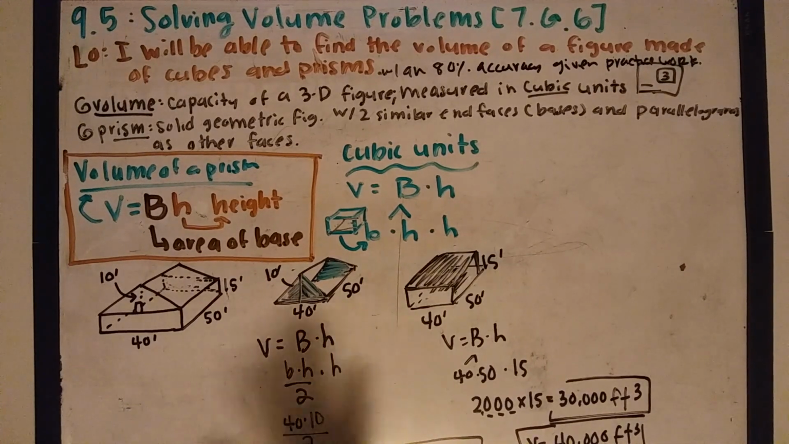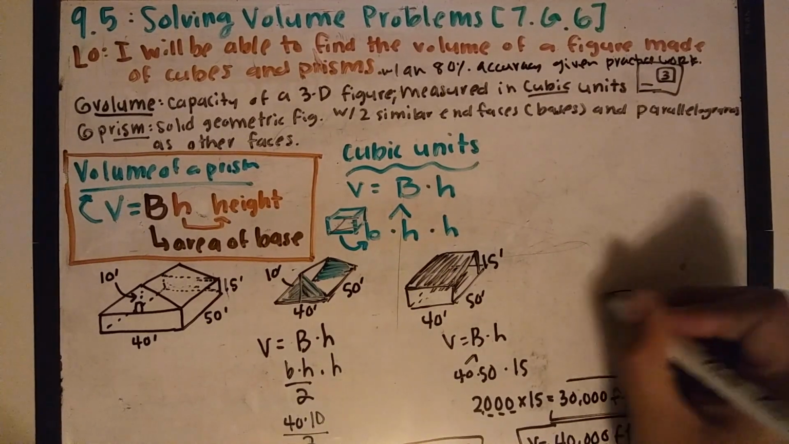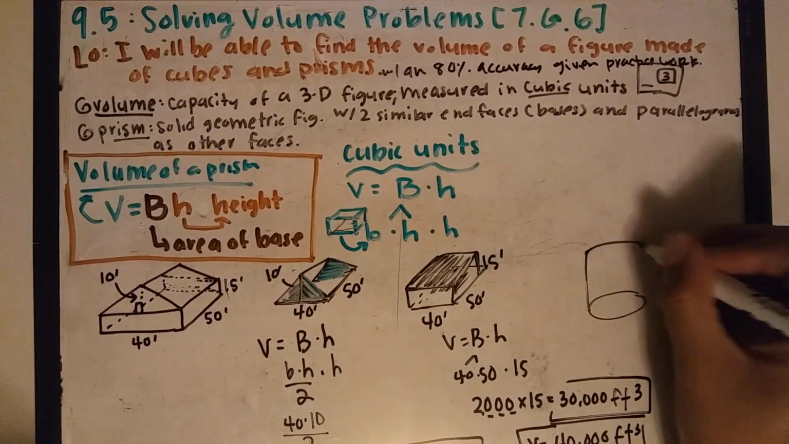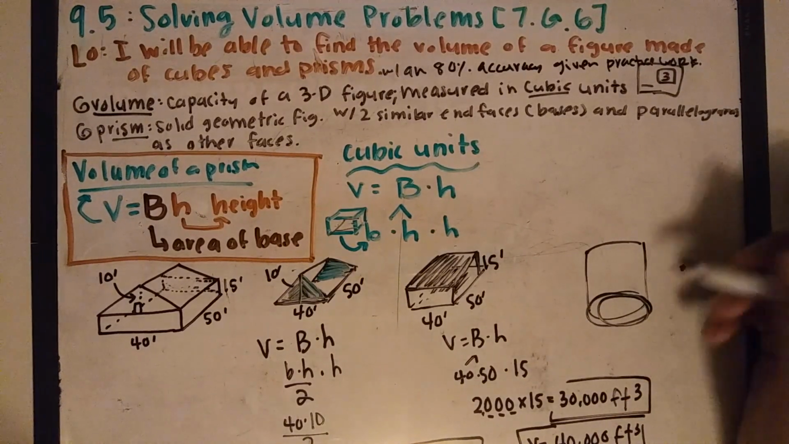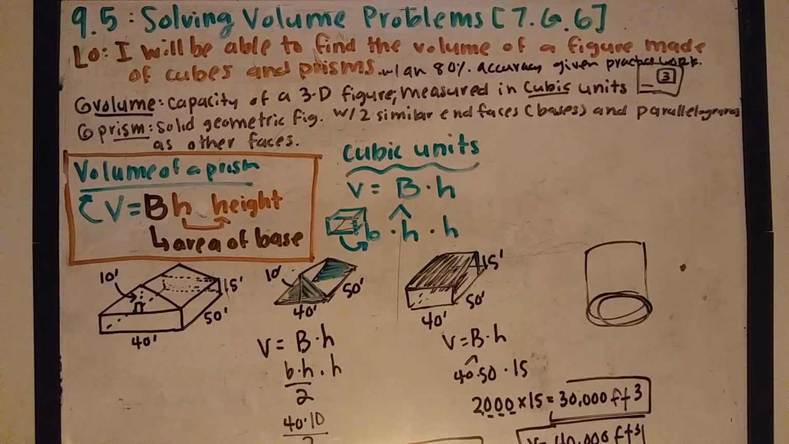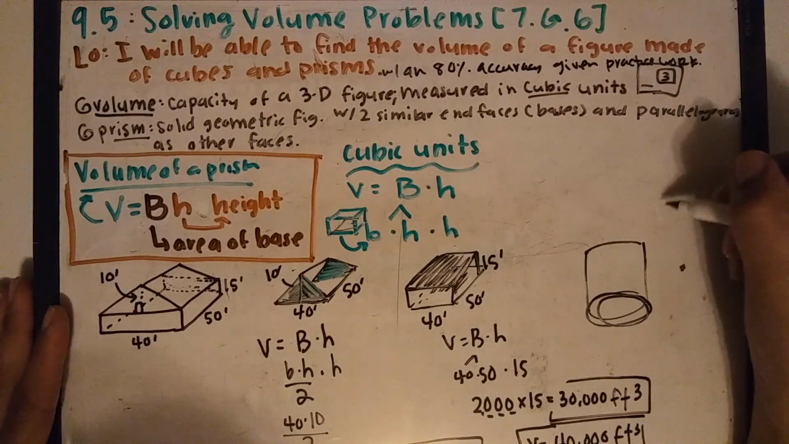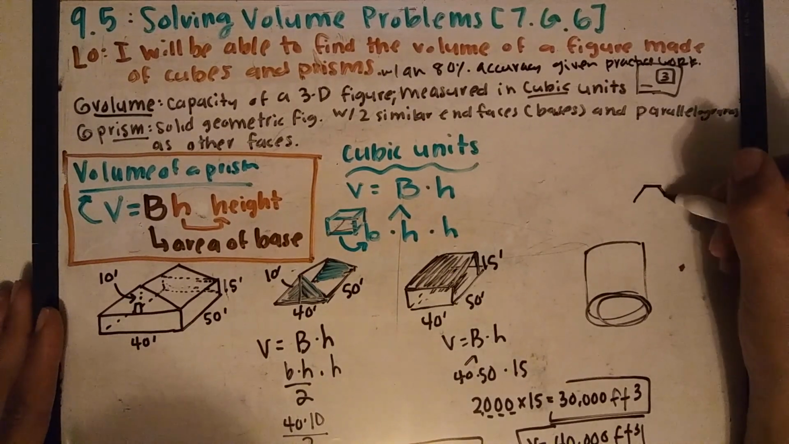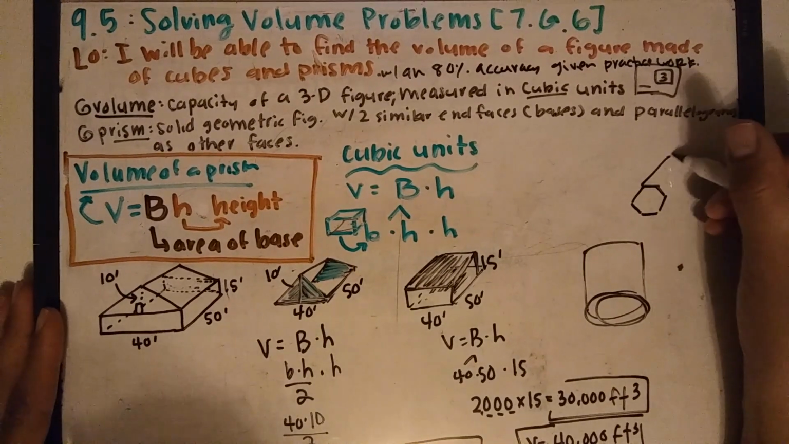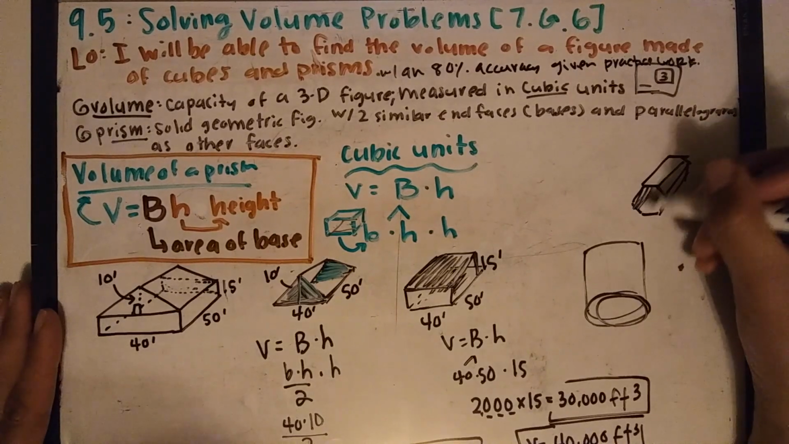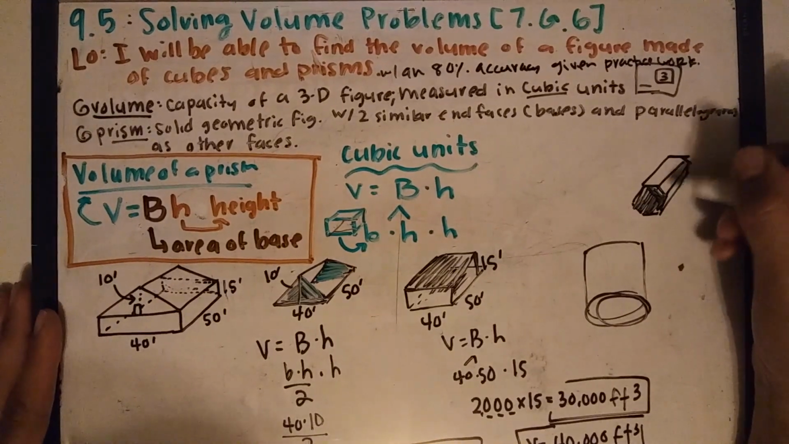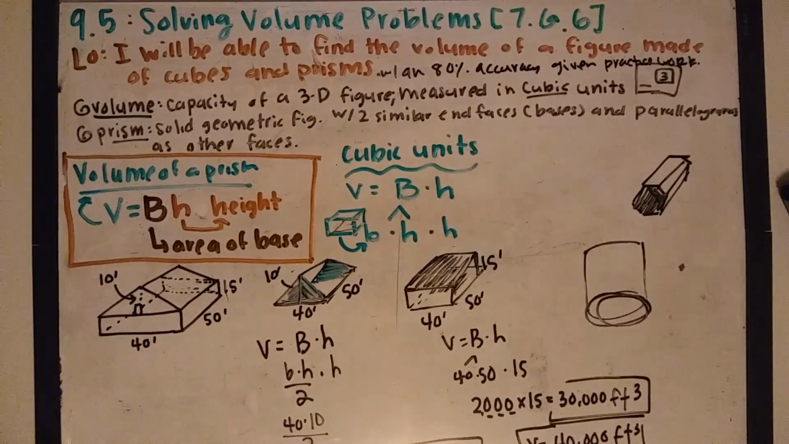You do that for any prism, even for a cylinder, even though it's not a prism. You do the area of the circle and then times it by the height, and that should give you your volume. If you have a hexagonal prism, same thing, you find the area of the hexagon and then multiply by the height. We're not going to do that in 7th grade, but that's just the gist of it.